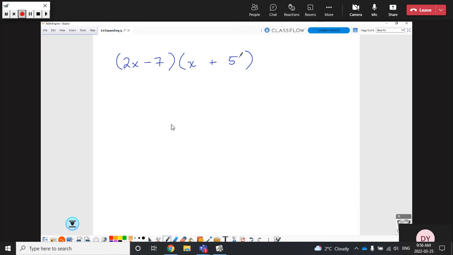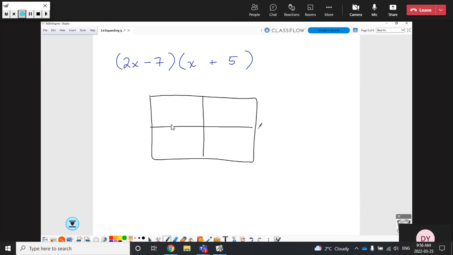Now, what we can do here is what some people like to call the window method, which works just great. Remember when we were teaching you multiplication and they used that rectangle area thing? Same idea can work here. See this 2x and the minus 7? That's this one here. And we'll take the other one, the x plus 5, and we'll call this the x and the positive 5, like that.